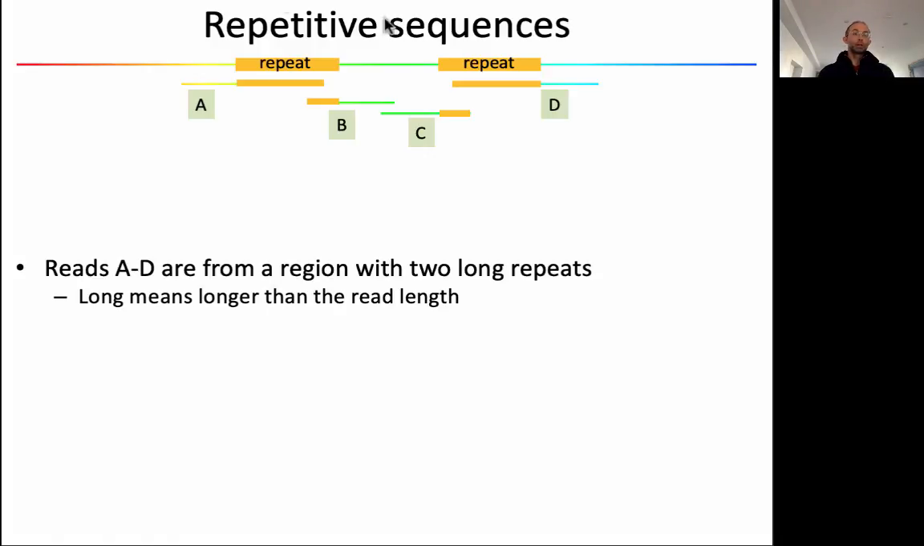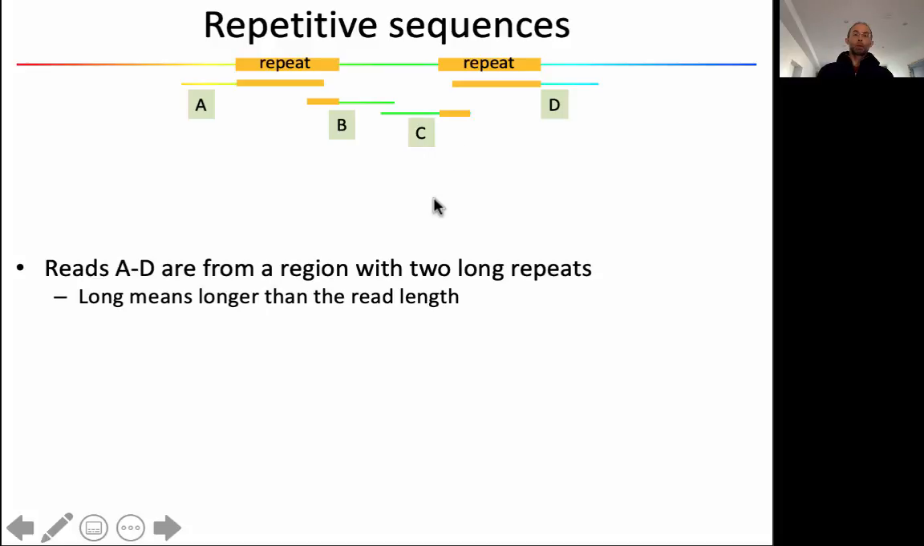So if in our genome sequence, which we've indicated here once again, there's a repeated region, this could be a gene that has been duplicated in the genome, it could be a transposon or something like that. And this repeated region has been sequenced across with 4 sequencing reads. So there are these reads A, B, C, and D.